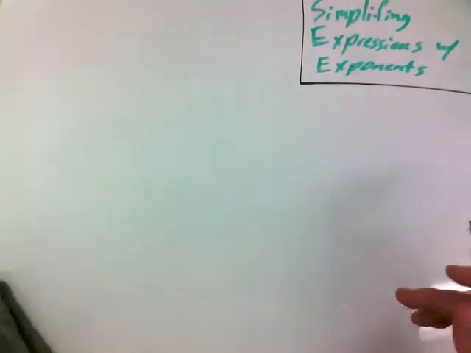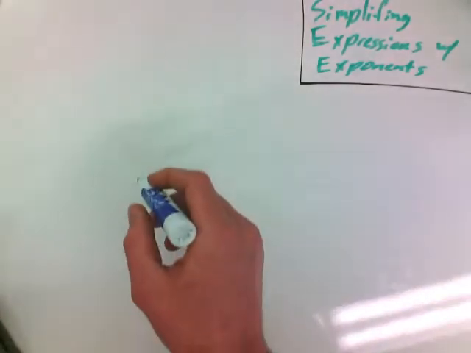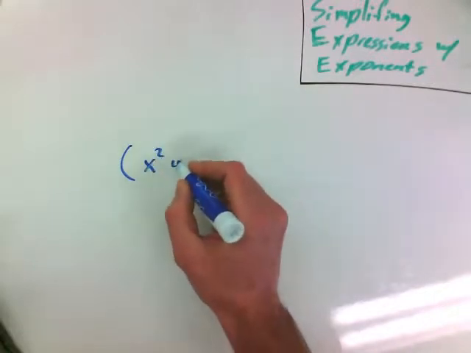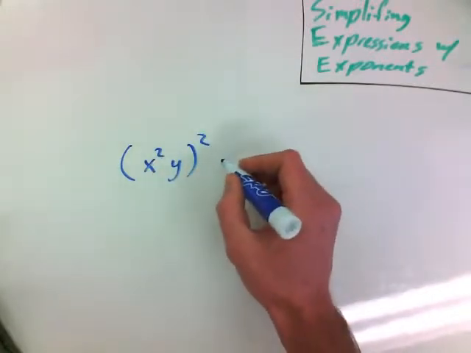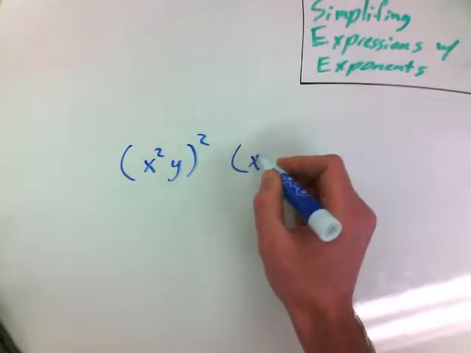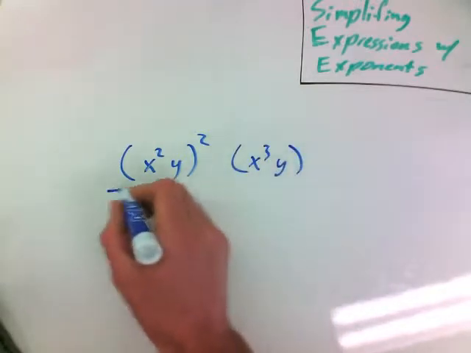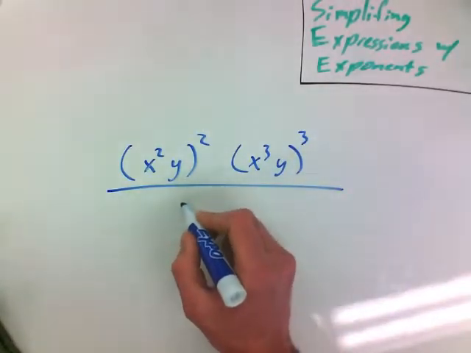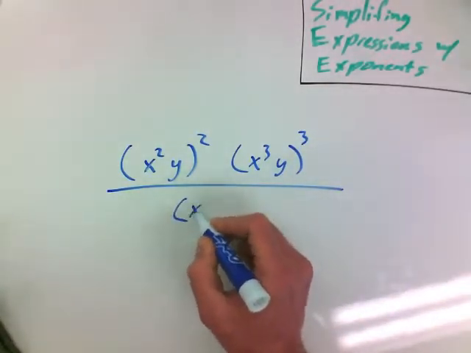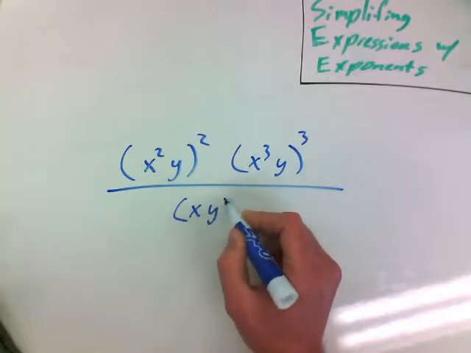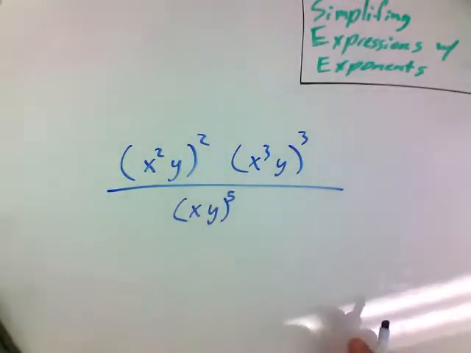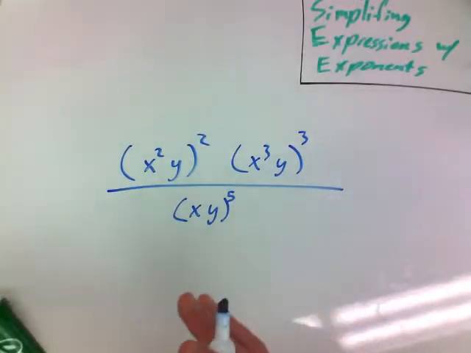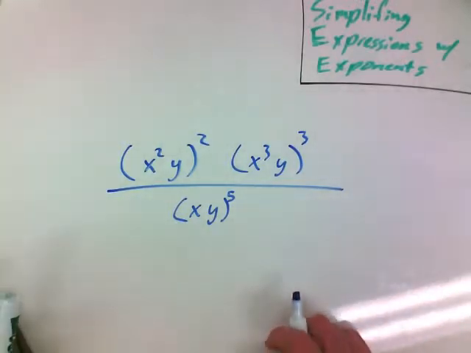So a more complex example would be something like this. If you had x squared, and these problems can look really intimidating when you do them, but they're only as intimidating as you let them become, right? So this looks really bad, right? But I'm just going to break it up and see what I can do.